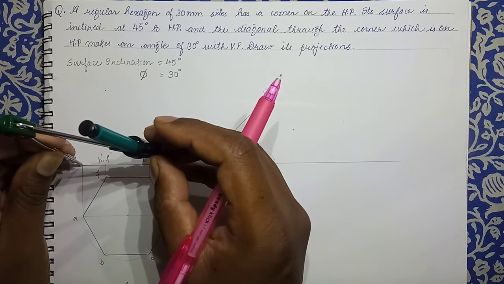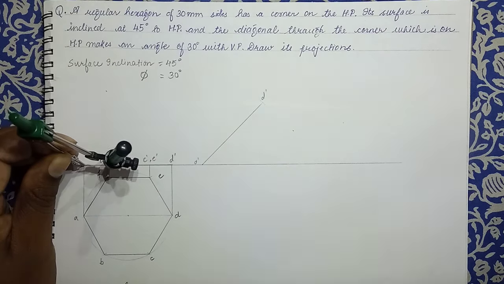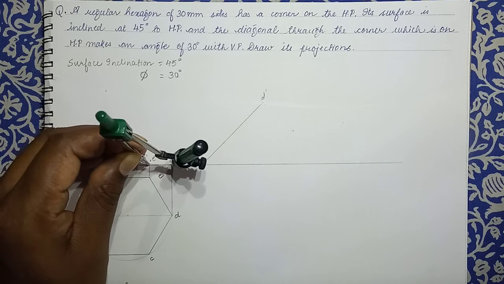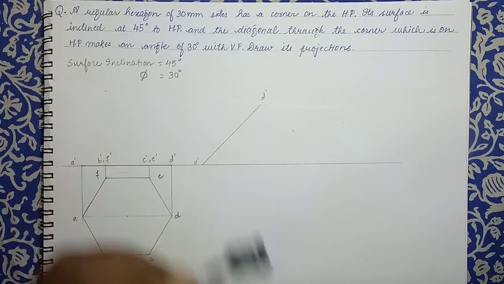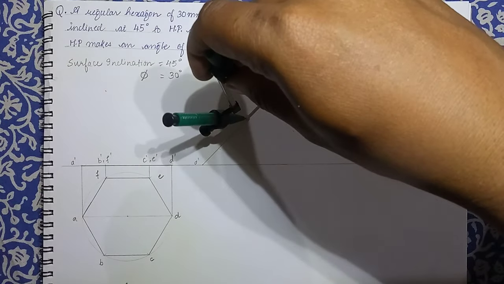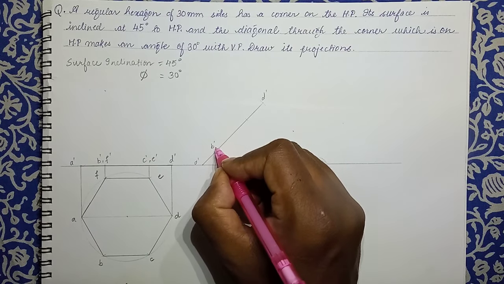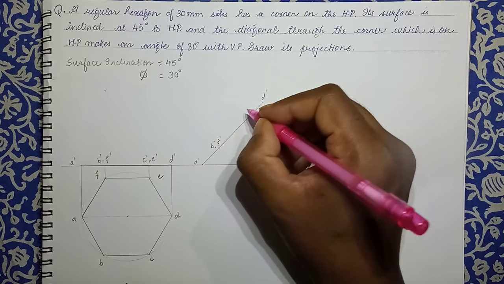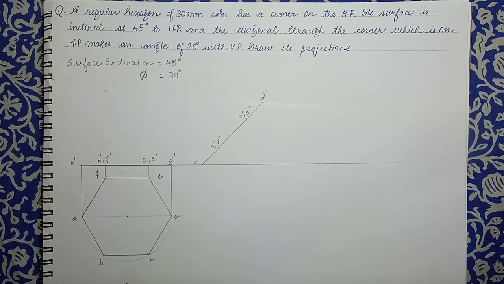Similarly, as the figure is symmetric, this distance will be equal to this distance, right? So we can mark it over here from this end and the other from this end, right? So this is point B dash, F dash, C dash, and E dash. And we'll get the projectors, which will give you the top view.